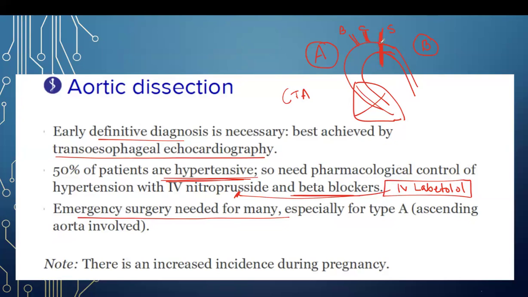So type A is when the dissection is proximal to this left subclavian artery. So any dissection in this area will be type A. Type A will require surgery, and type B, which is any dissection after this subclavian artery, the initial treatment is pharmacological control of blood pressure.